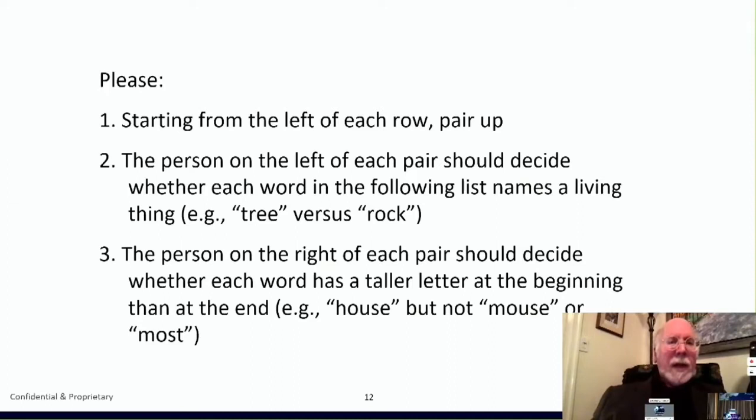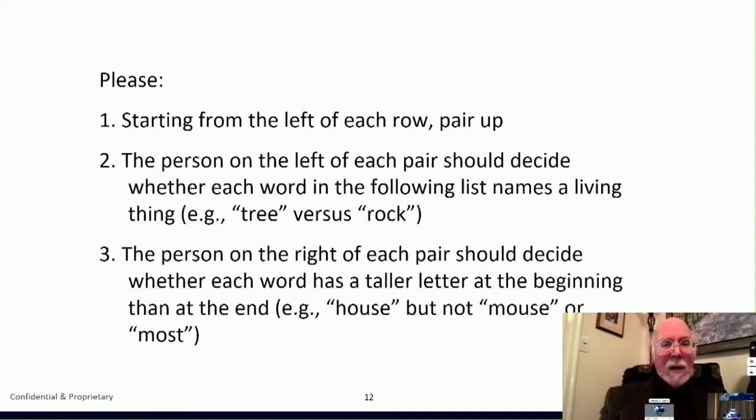Then I say, okay, the person on the left of each pair should decide whether each word in a list I'm about to show you names a living thing or not. If you saw the word tree, you would say yes to yourself silently. Yes, tree is a living thing. Saw rock, say no to yourself. No, rock is not a living thing. That's what the person on the left is doing.